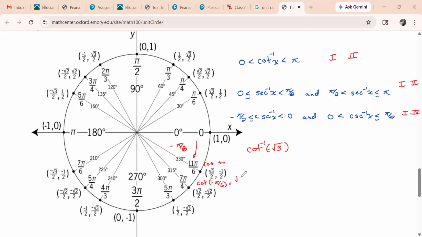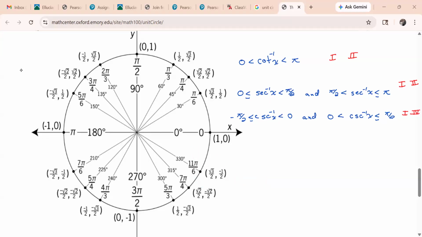If we put sine on top first, square root of 3 over 2 divided by negative 1/2, we would have negative square root of 3. So this one's at negative pi over 6. Oops, sorry. I went in the wrong direction because it wasn't a tangent. I'm looking for cotangent. Sorry, that was silly of me.